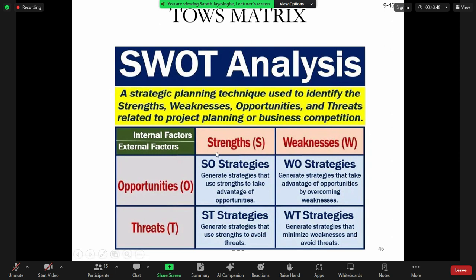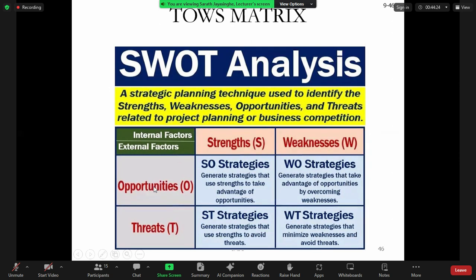Right? We compare strengths and opportunities. We have to get the benefit from these opportunities, utilize these opportunities. Therefore, you are using your strength. They are called SO strategies, right? So you can see you are having some weaknesses, then generate strategies to take advantage of opportunities by overcoming weaknesses. You have to overcome that weakness to utilize or get the advantage of this opportunity, right?